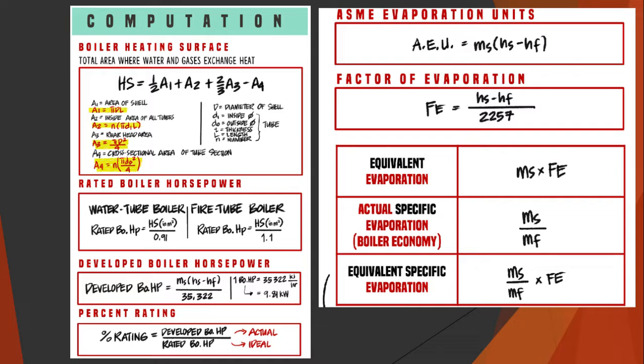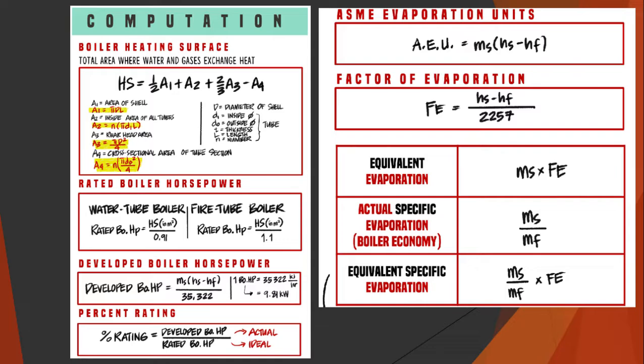So, developed boiler horsepower. Para makuha ay kailangan ng mass of steam natin, entropy ng steam minus sa entropy ng ating feed water all over sa 35,322. So, percent rating. So, para makuha ang percent rating, developed boiler horsepower natin all over sa rated boiler horsepower.